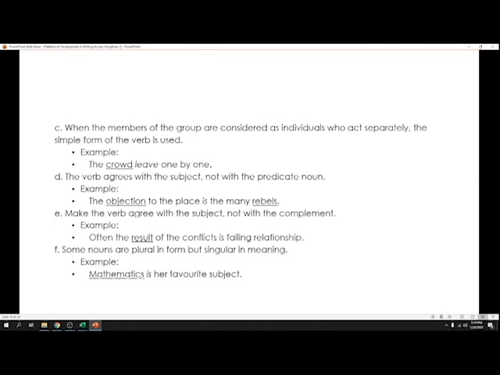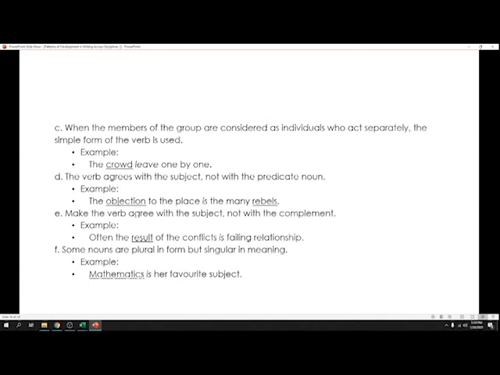Next, we also have when the members of the group are considered as individuals who act separately, the singular form of the verb is used. So, kapag merong member ng isang grupo na gumagalaw as an individual, so it means you're going to use the simple form of the verb. So, the crowd leaves one by one. So, itong crowd ay group. However, the part of the crowd are leaving one by one. So, we're going to use the simple form of the verb, the leave.